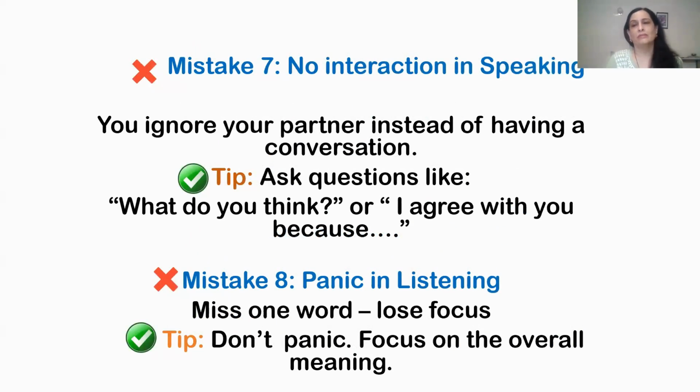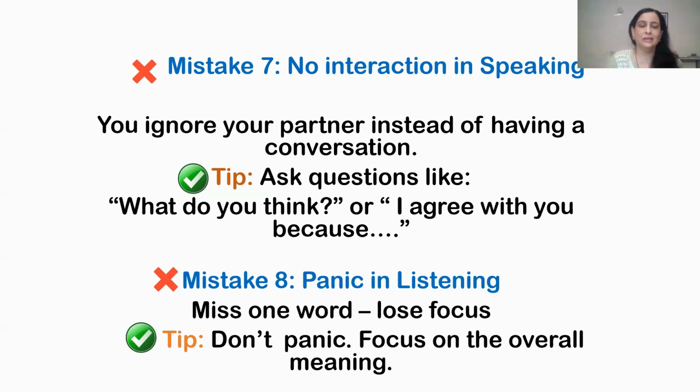Now, coming to mistake 7, no interaction in speaking. This is a very, very common mistake I have seen. You ignore your partner instead of having a conversation. You should not do that. Ask questions like, what do you think? Meaning, was denkst du in German? I agree with you. Or you can say, ich bin anderer Meinung, meaning I have a different opinion than you. So you have to make conversation. It's not a speech.